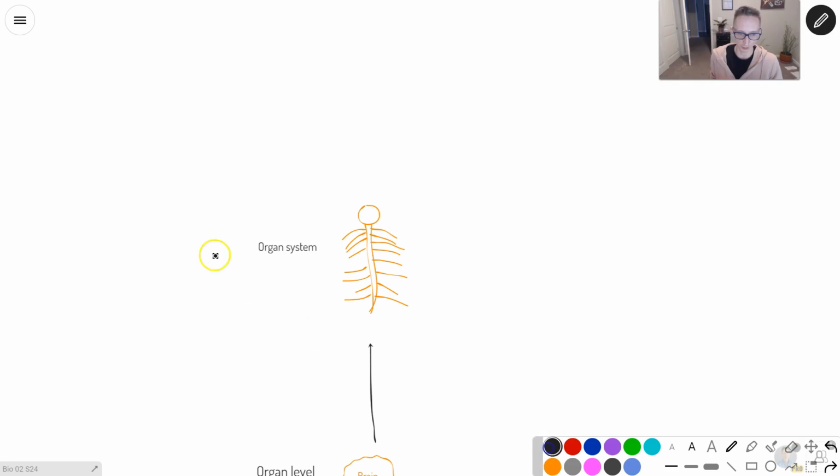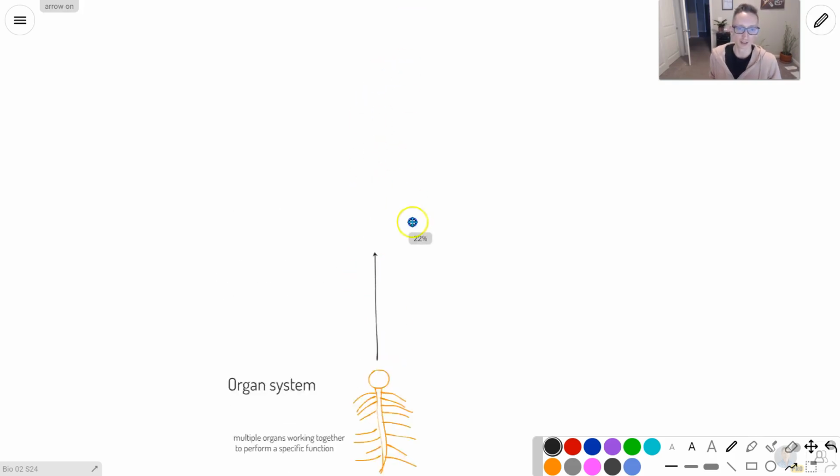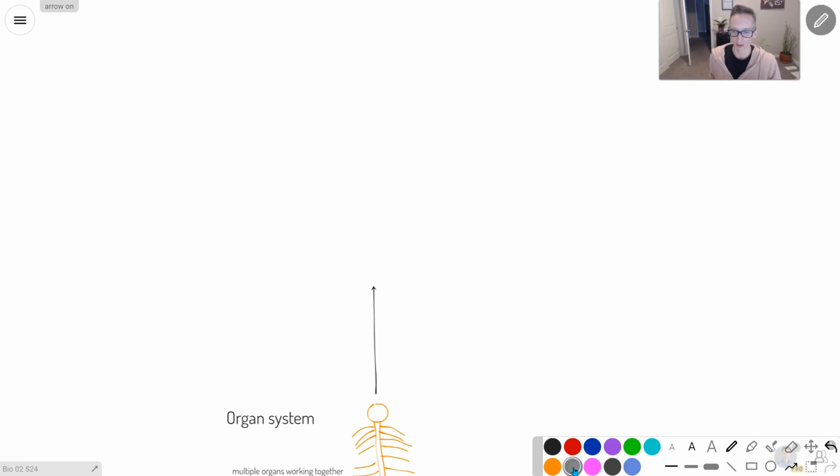So an organ system is pretty basic and straightforward. Multiple organs working together to perform a specific function. Pretty nifty. Pretty nifty indeed. All right, that's fantastic. That's our organ system. And then from there we have an organism. This is pretty crazy how this nomenclature, this naming system works. So from here we have an organism, which obviously would be a human being.